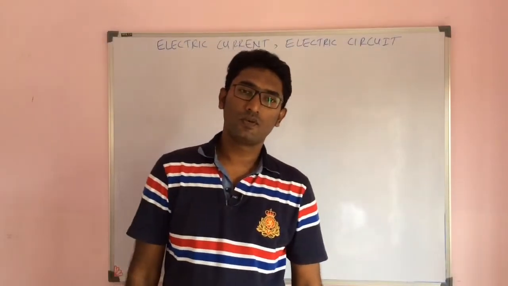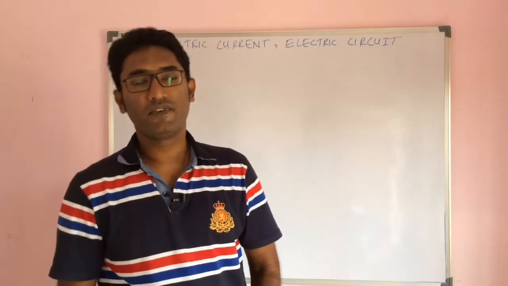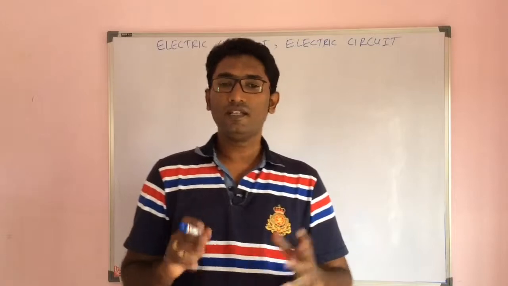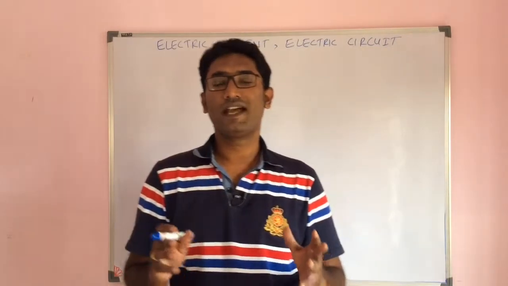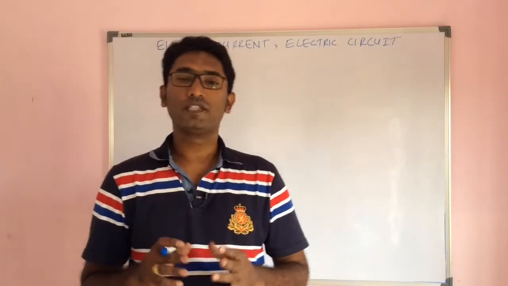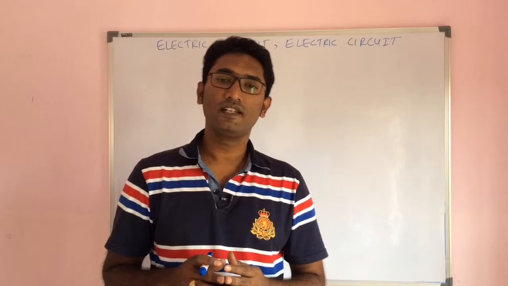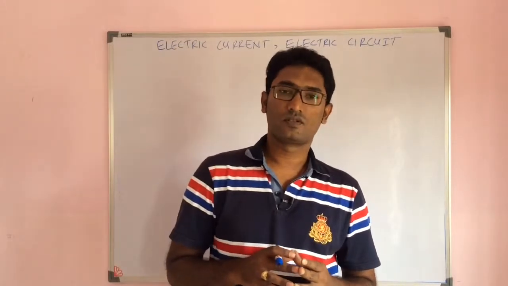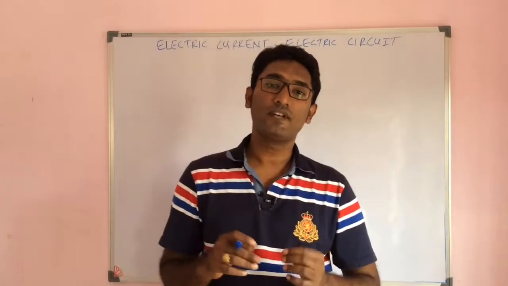Hello students, today we will see electric circuit, electric field and the direction of electric current. In nature, it is observed that there are two types of charges, positive charge and negative charge. Positive charge is present on positively charged particles called protons, and the negative charge exists around the particles called electrons.